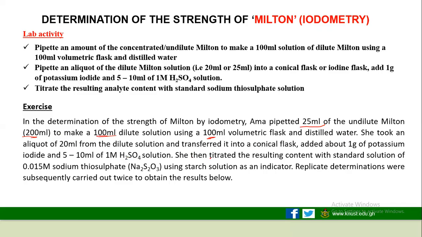She then, so I have to underline this because this will be very important to us. But then the 1 gram of iodide and the 5 to 10 ml will not be used in our calculation. She then titrated the resulting content with standard 0.015 molar sodium thiosulfate using starch as indicator. Replicate determinations were subsequently carried out twice to obtain the results below.